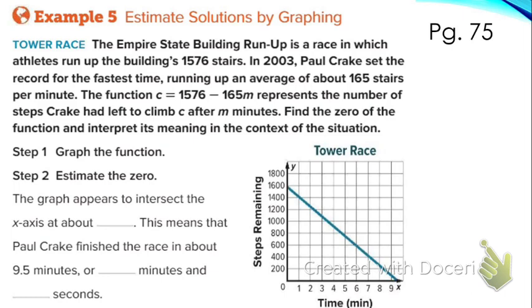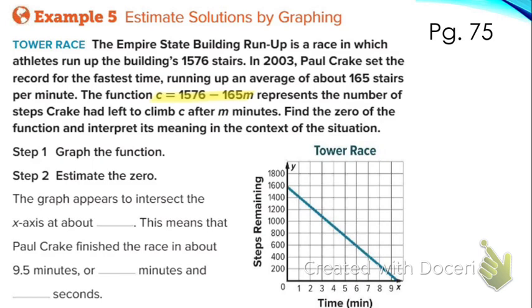So it says the Empire State Building run-up is a race in which athletes run up the building's 1,576 stairs. In 2003, Paul Craik set the record for the fastest time, running up an average of about 165 stairs per minute. The function, let's go ahead and highlight that, or underline or circle it. This is the function that we're working with, okay? That represents the number of steps that he had left to climb after m minutes. So we have to find the 0 of the function.